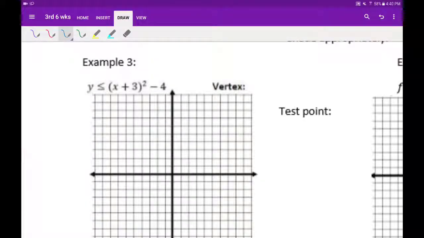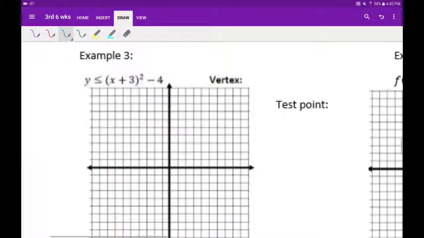Okay, so graphing this inequality. Here on example 3, we're going to have to do both. We're going to have to graph the quadratic equation and use a test point to find out where to shade. All right, so let's go ahead. This is an easy one, so I'm going to do this entirely by hand. Let's check it out.